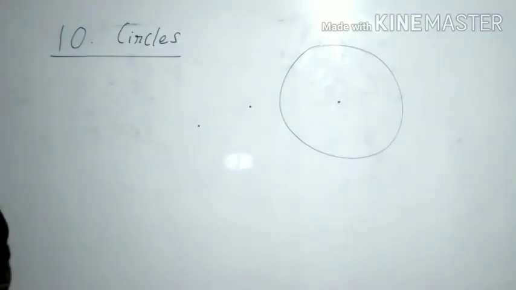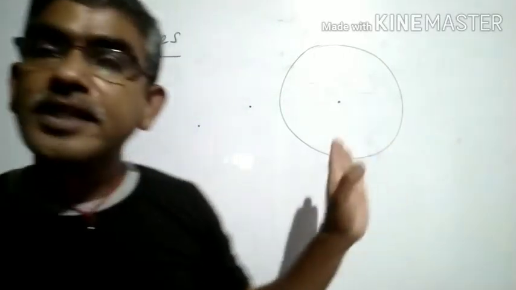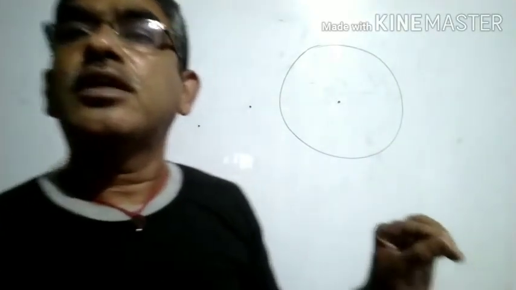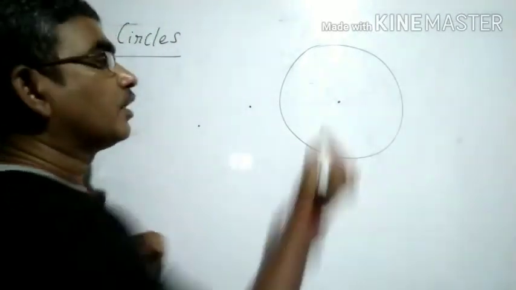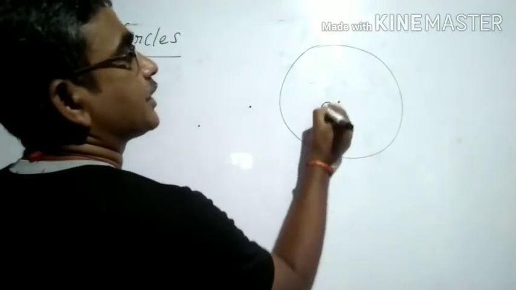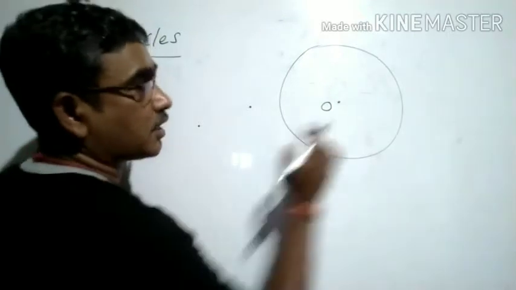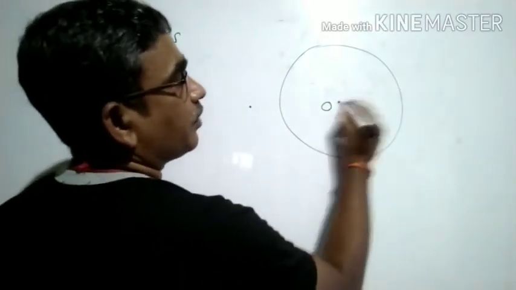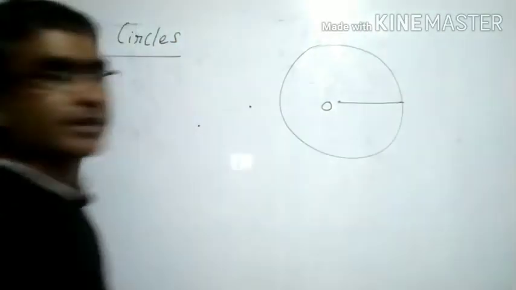Okay, we come to chapter number 10, circles. A circle is a collection of all the points in a plane which are equidistant, or at a constant distance, from a fixed point. The fixed point we call the center. These are points which are at a constant distance from the center. From here to here, the distance is constant.